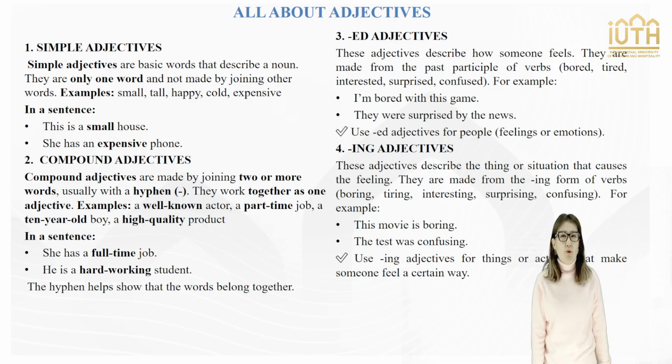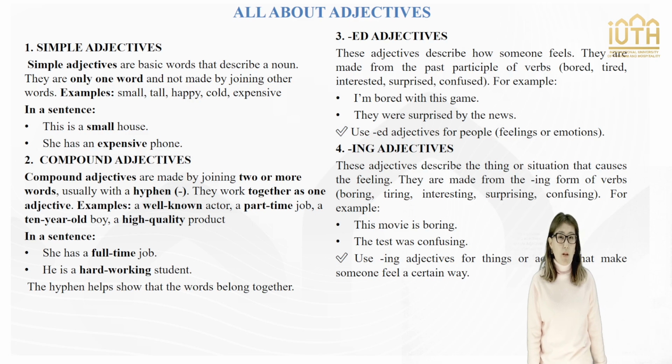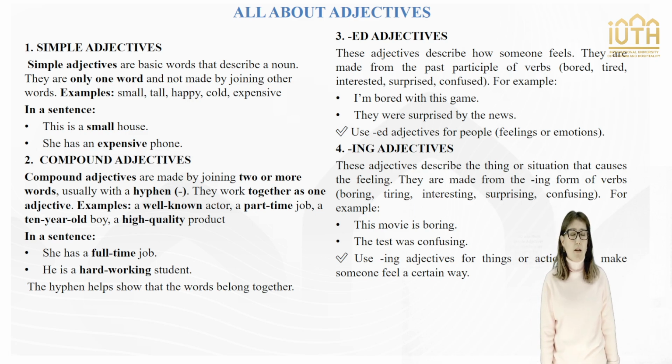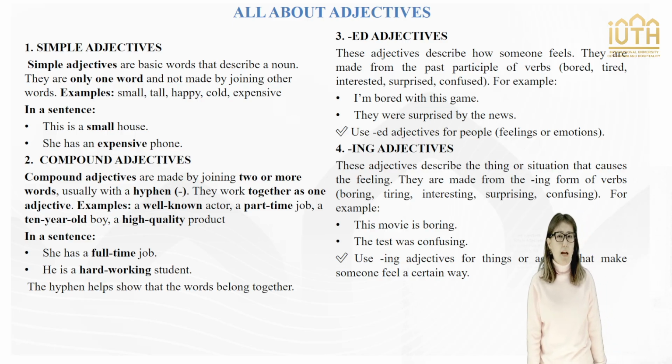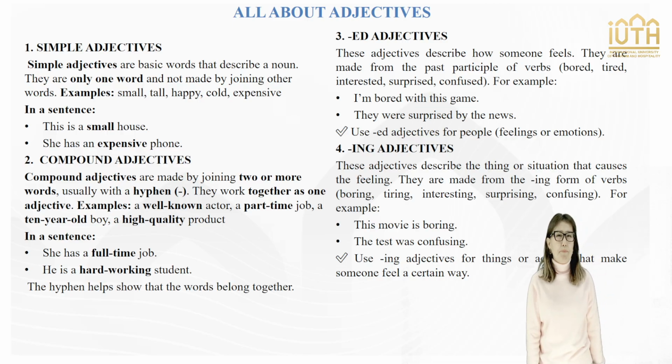Next, let's turn to define the types of adjectives, focusing on these four categories: simple adjectives, compound adjectives, ed adjectives, ing adjectives. First, simple adjectives are basic words that describe a noun. They are only one word and not made by joining other words. Examples: small, tall, happy, cold, expensive. This is a small house. She has an expensive phone.